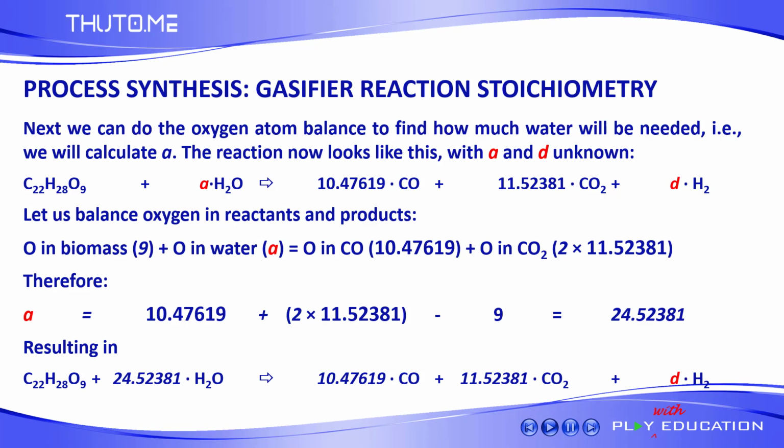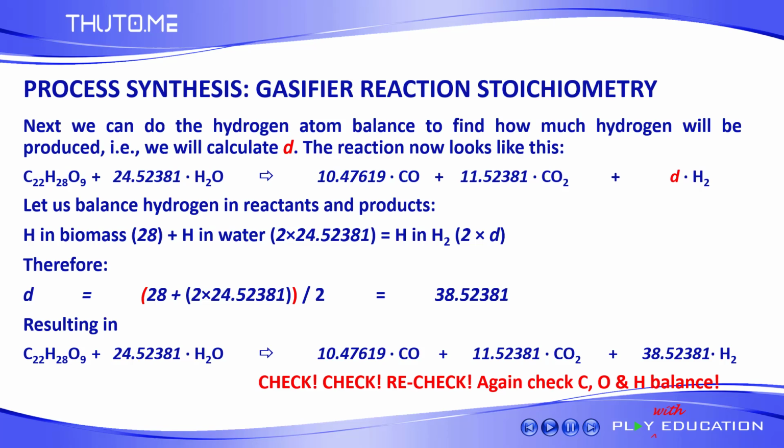Then, we can do the hydrogen atom balance to find how much hydrogen will be produced, that is, we will calculate the value of the stoichiometric coefficient, D. Let me state this here again. If you do not understand these calculations, please refer to Lesson 1, where we carefully and slowly take you through these calculations.